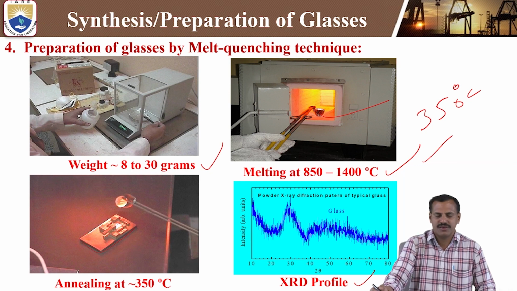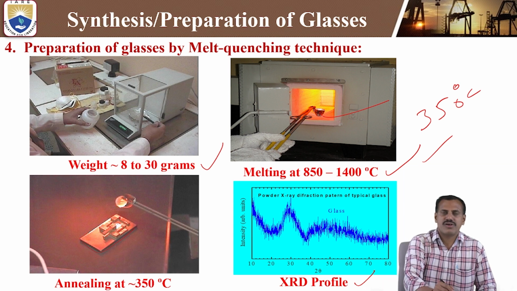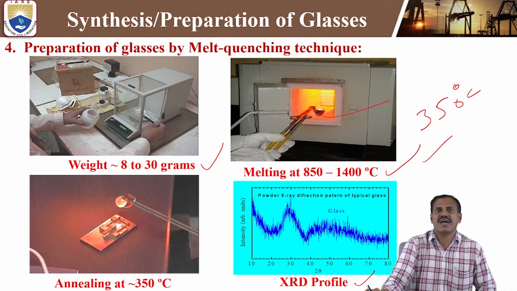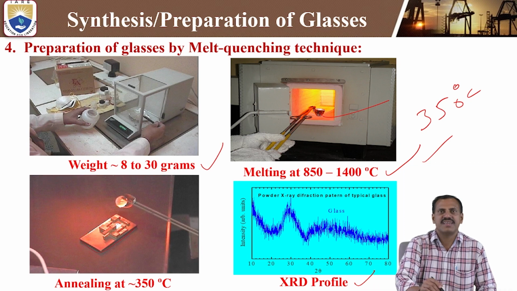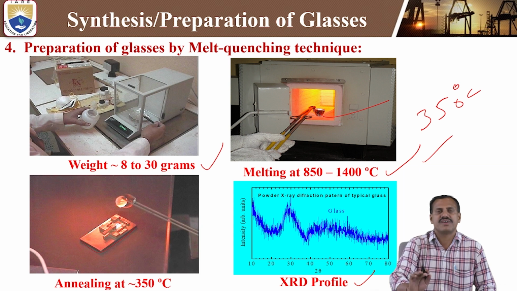After melting, we pour into the preheated brass mold. Then we keep it for annealing at 350 degrees centigrade. The main purpose of annealing is to avoid thermal stress and strain. That is why we keep the annealing at 350 degrees centigrade, for 10 hours or 12 hours. After that, we can take it out to room temperature.